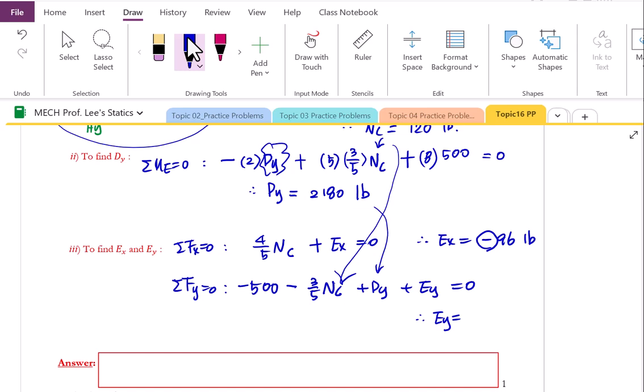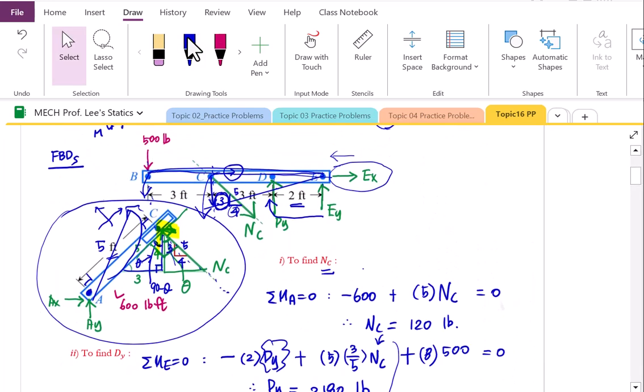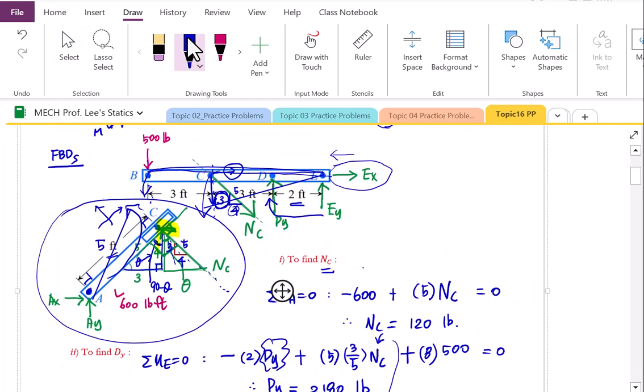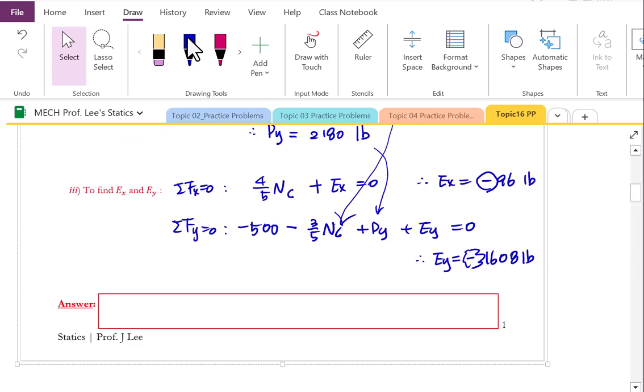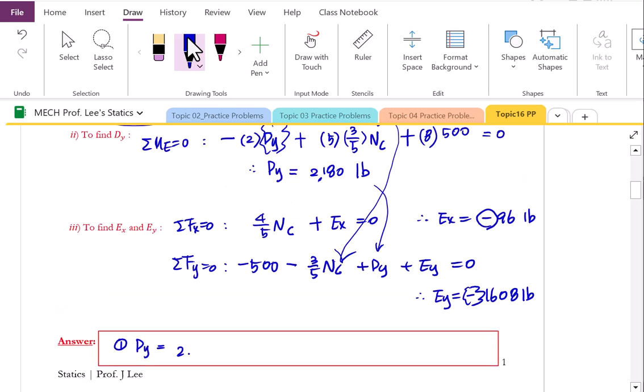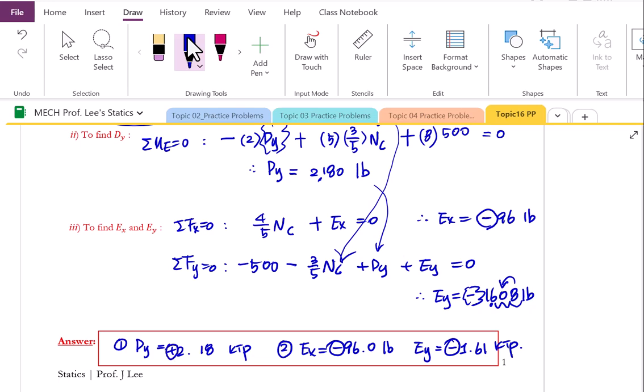We can find the E of y from this equation directly. It's going to be, again, minus 1608 pounds. It's minus to make it in equilibrium. E of y actually must be in the downward direction. How much? This is 1608 pounds. That's what we found. Let's take care of the final answer information. Following the 3-6 rule, D of y, let's use kilopounds, 2.18 kip, kilopounds. E of x is minus 96.0 pounds, and E of y, we're going to round off here, is minus 1.61 kilopounds.